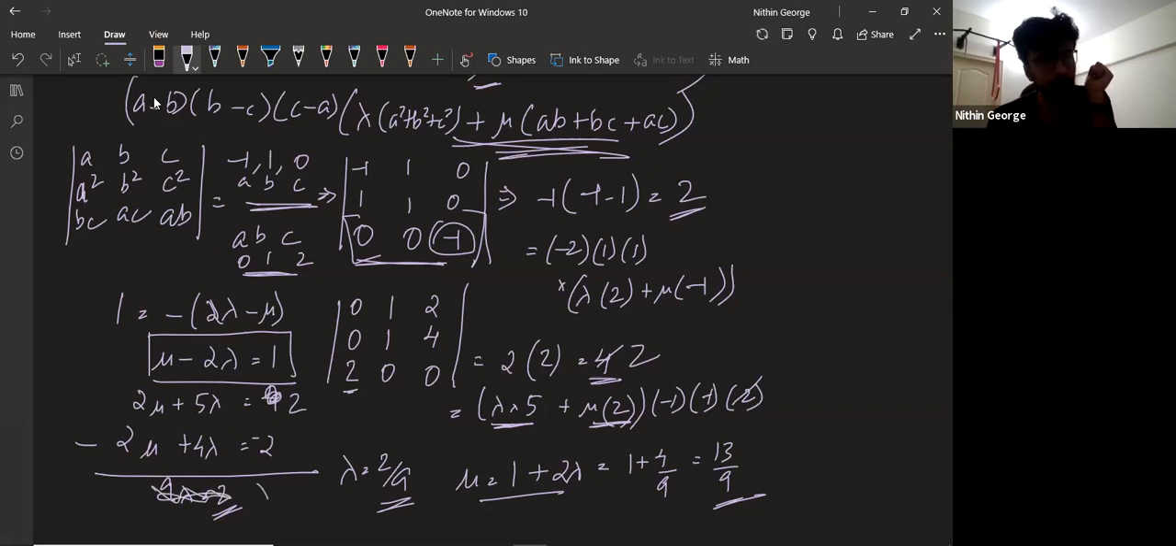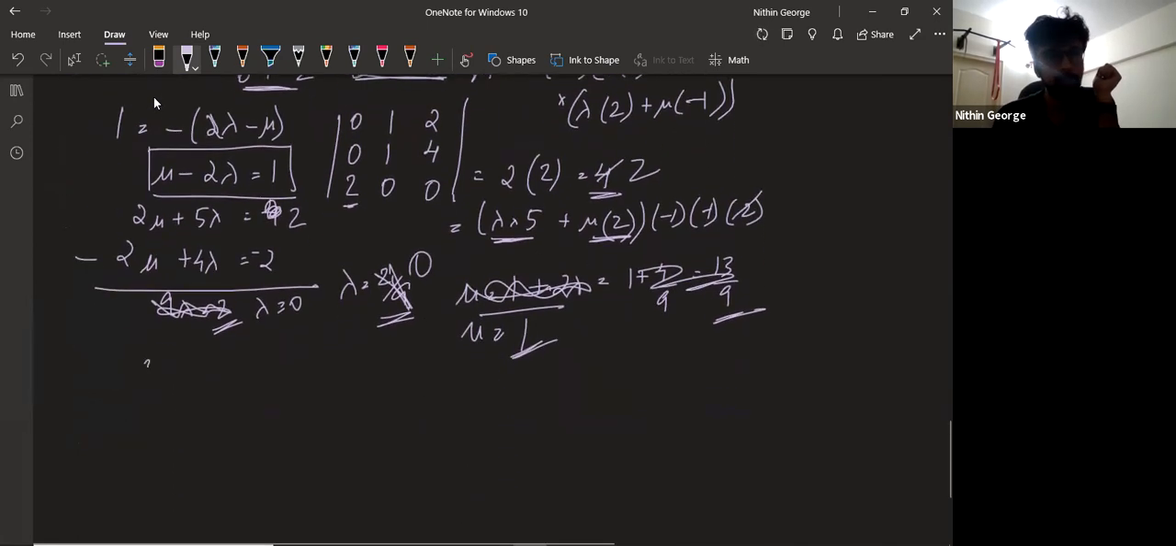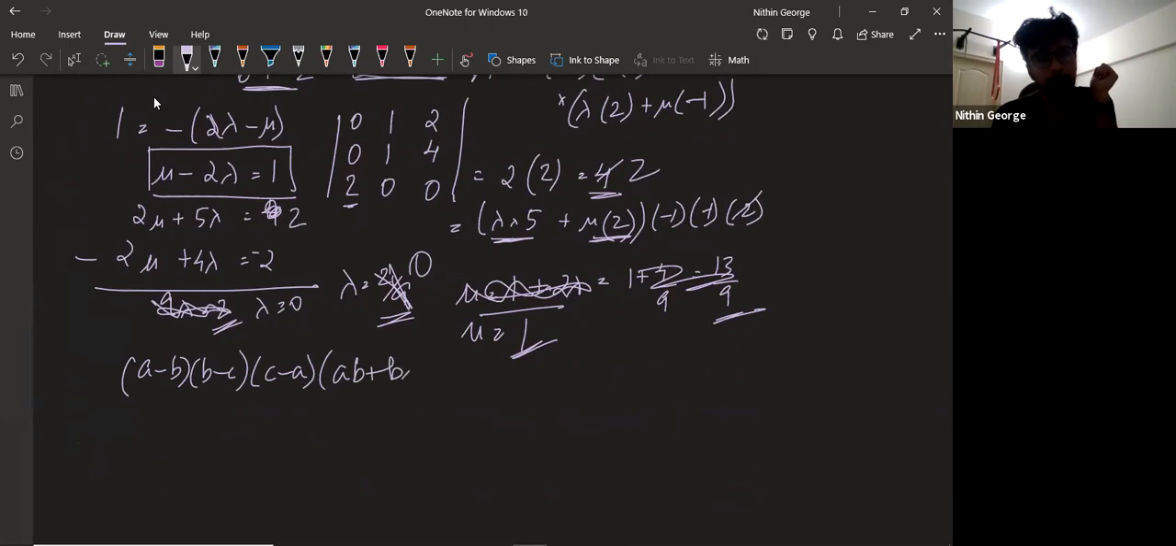Now from here I get lambda equal to 0. Okay, great. Here lambda equal to 0. Mu is equal to 1 plus 2 lambda, which becomes 1. So basically what happens is lambda becomes 0. This term goes out. You get A minus B, B minus C, C minus A into AB plus BC plus CA. You're right. This is what you get.